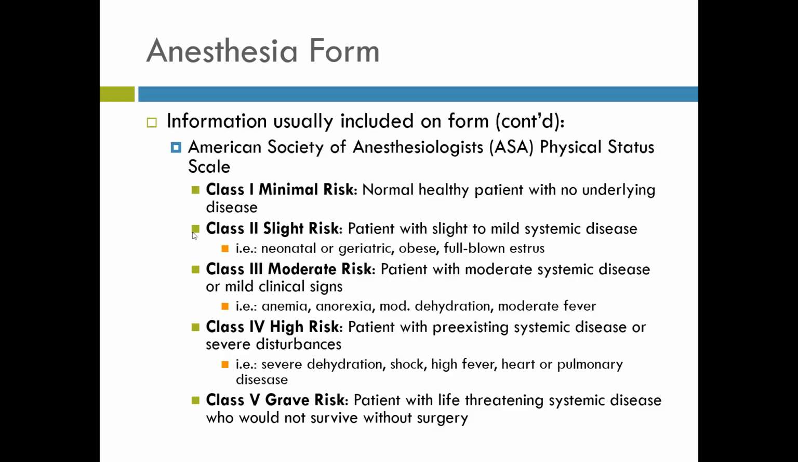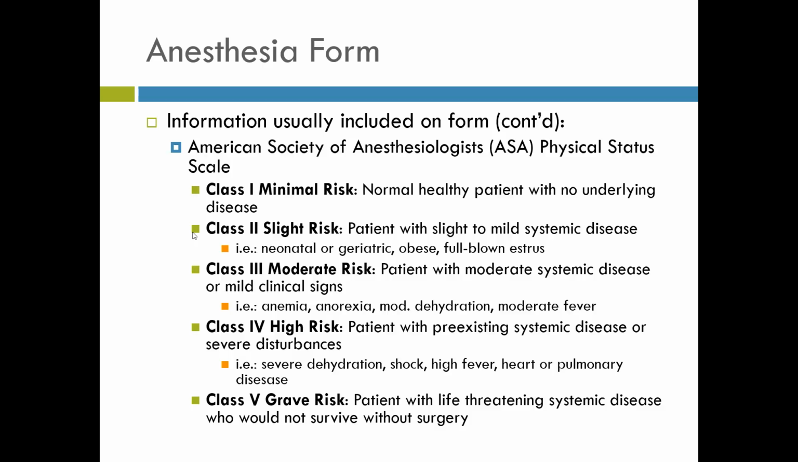Animals in full-blown estrus, a lot of their blood supply is going into making babies. So we have to be careful of that. So they're at a higher risk. Class 3 is moderate risk: patients with moderate systemic diseases or mild clinical signs. If we have an anemia, if they're anorexic, moderate dehydration, moderate fever, we're getting up there in scales of really risky things with our critters. They might not have a great outcome. They might get through it just fine. We just have to be careful of that.